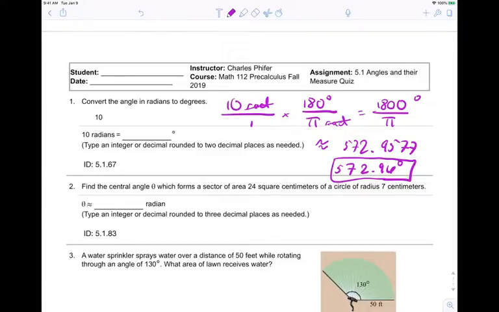It says find the central angle theta which forms a sector of area 24 square centimeters of a circle of radius this. Let me see. Arc length, area. Okay. I don't think we talked about this one, so I'll just tell you this one too. That's just kind of how these go. That's why I was like, it's really light. I just want you to kind of talk about it. Go ahead. For this one? Go ahead.